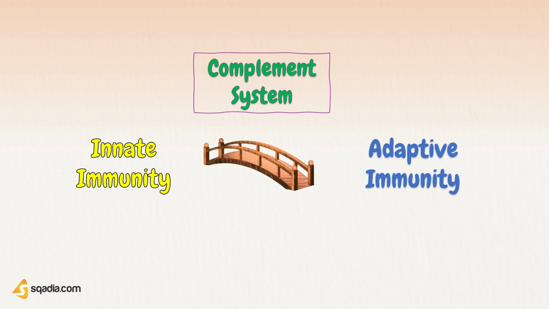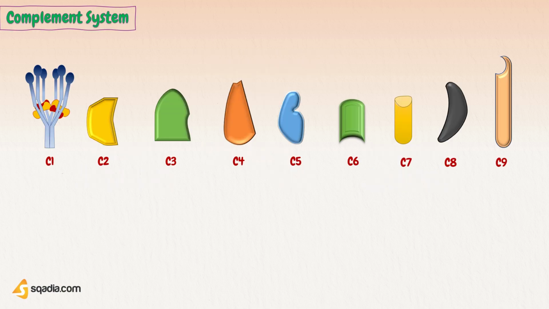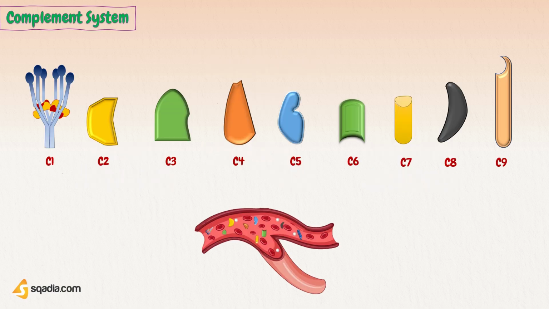The complement system is composed of more than 20 different proteins that work together to destroy invaders and to signal other immune system players that the attack is on. It is called a complement because it complements the ability of phagocytic cells and antibodies.